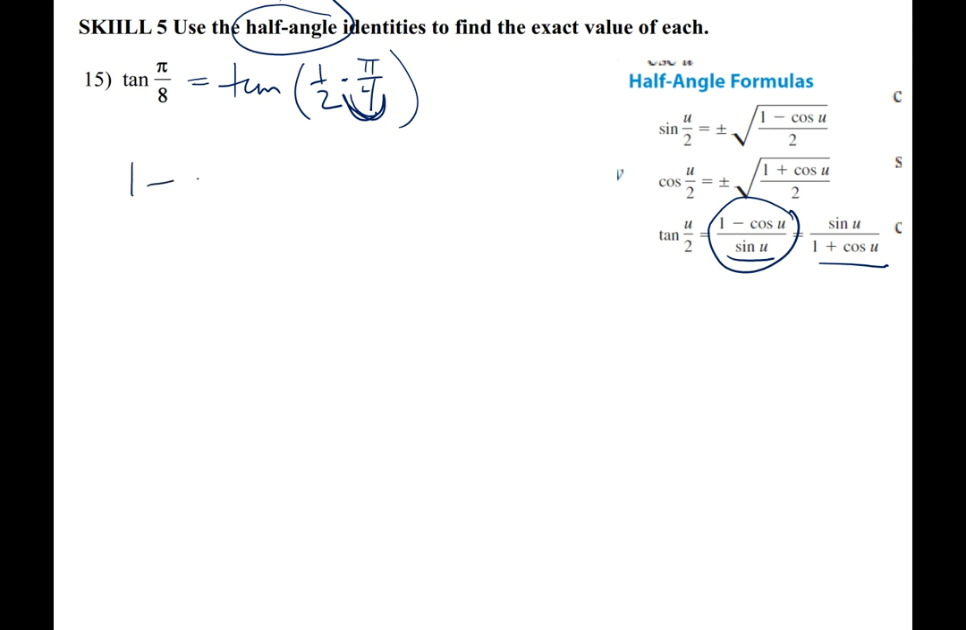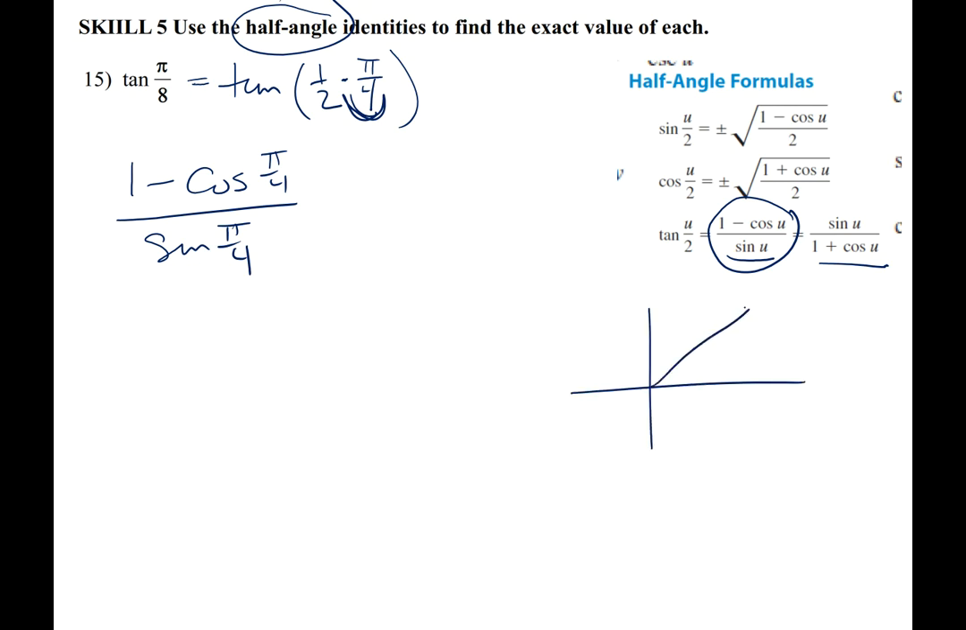So I've got 1 minus cosine. My u is the pi over 4. And then sine of pi over 4. All right, so, I missed my unit circle, didn't I? Didn't draw it on this page. So my pi over 4 is here. It's square root of 2 over 2 and square root of 2 over 2, right, at my angle measure pi over 4. So I'm going to do 1 minus square root of 2 over 2 and then square root of 2 over 2. I probably should rewrite the 1 as 2 over 2.